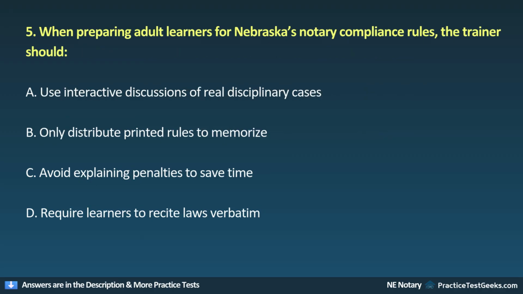5. When preparing adult learners for Nebraska's notary compliance rules, the trainer should: A. Use interactive discussions of real disciplinary cases. B. Only distribute printed rules to memorize. C. Avoid explaining penalties to save time. D. Require learners to recite laws verbatim.